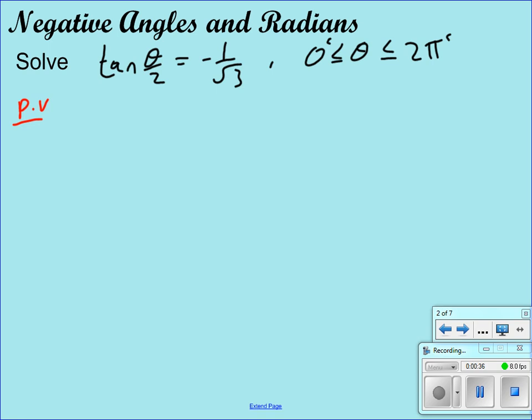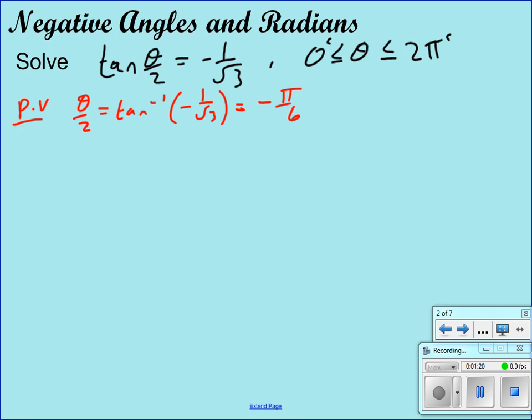I've got this problem: tan(theta over 2) equals minus 1 over root 3, going between 0 and 2 pi radians. As normal, principal value: theta over 2 equals tan to the minus 1 of minus 1 over root 3. From my special triangles I could know the answer, but if we use our calculator and set it to COMP mode, by pressing mode and then option 1, and go tan to the minus 1 of 1 divided by root 3, you get minus pi over 6. So we can use our special triangles, or we could do it the calculator way.